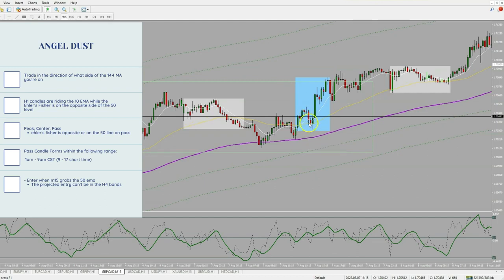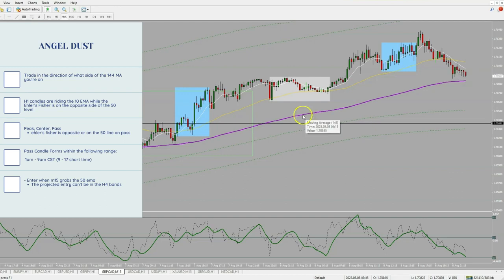Now, once price comes down and grabs that 50 EMA, then you enter that trade, and you could have called on this one that same day about 50 pips, or you could have held that into today and caught over 100 pips on this trade. I think just over 100 pips, if I'm not mistaken. Yeah, a little bit over 100 pips this trade went.